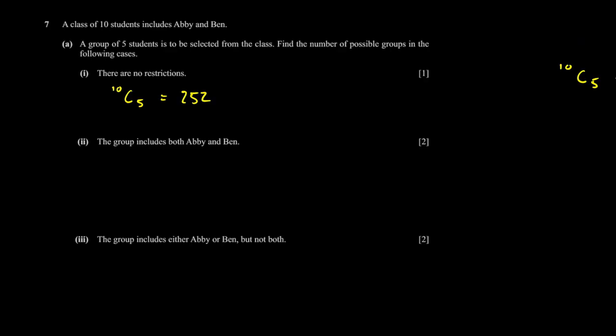Okay, the group includes both Abby and Ben. Well, if it includes Abby and Ben, then I've only got to select 3 remaining students. And how many students can I select them from? Well, I've got 10 to start with, and I can't choose Abby and Ben because they've already been chosen. So that's going to be 8C3. And we can do it exactly the same way again.